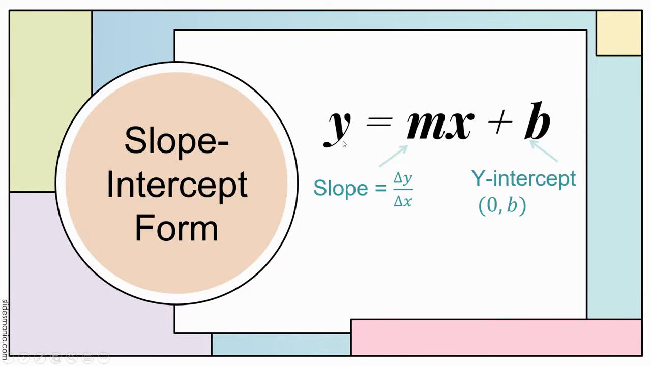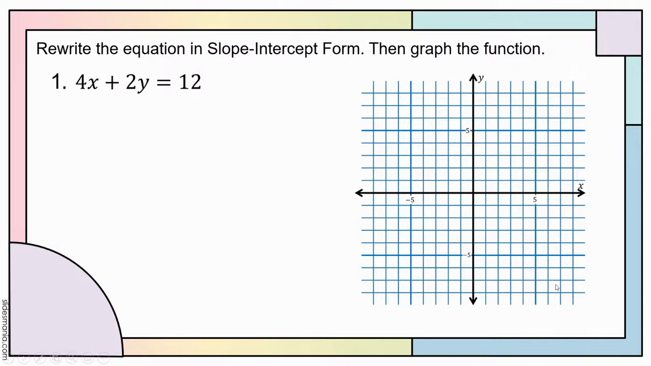So to rewrite an equation to get it in that form, keep in mind our goal is to have y by itself on the left, and then on the right-hand side we'll have an x term plus a constant. So to do that with number 1, we're trying to get y by itself. To get rid of this positive 4x that's with it, I would subtract 4x from both sides. And then y is multiplied by 2. So to get rid of that multiplication by 2, to get y alone, I would divide both sides by 2.